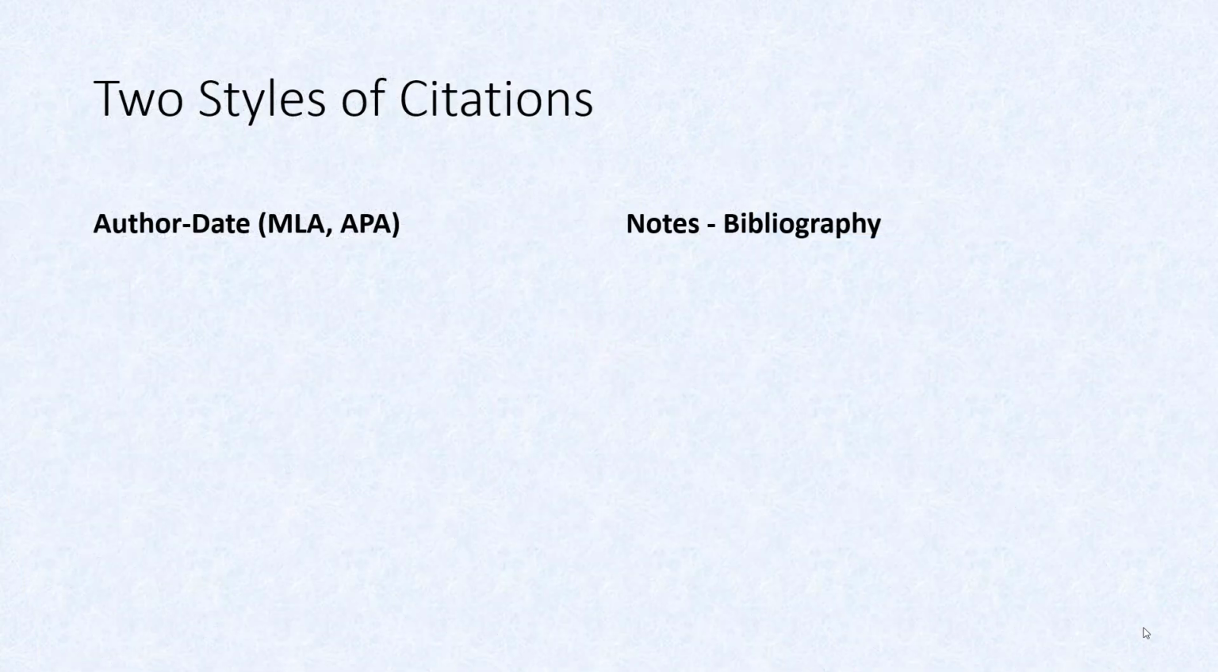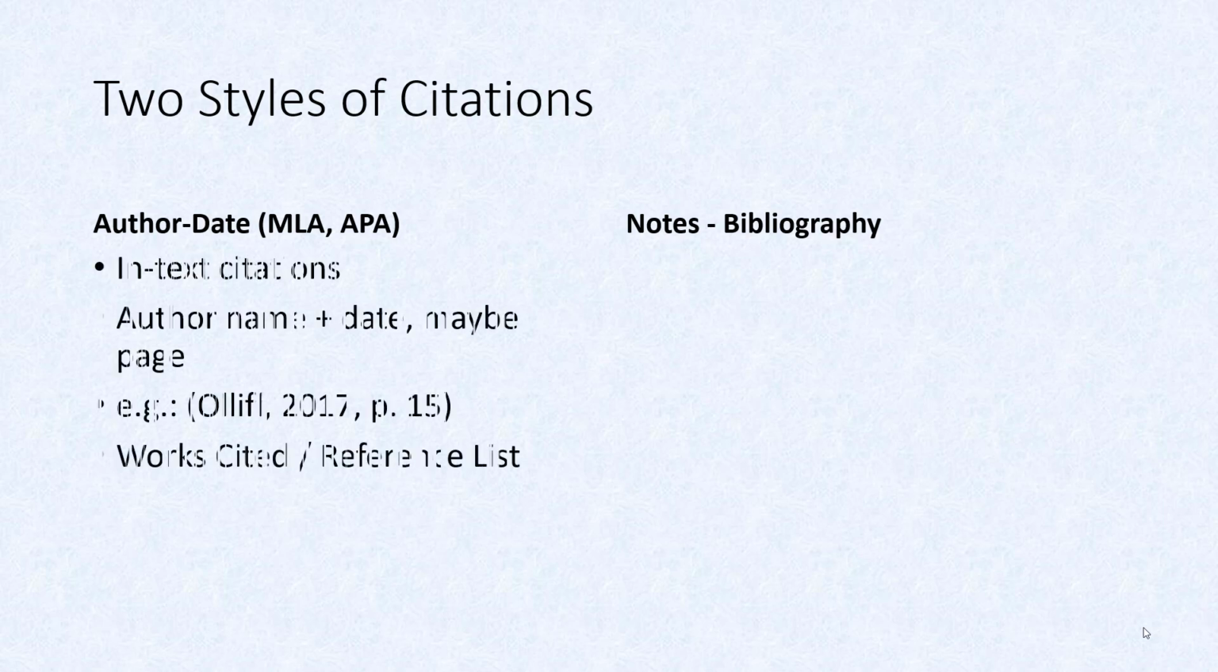You probably know that there are two basic styles of citations: the author date style and the notes bibliographic style. I suspect you've been drilled on the author date style because it dominates in English classes as the MLA style and in social sciences as the APA style. Author date style uses in-text citations composed of the author's last name, the date of the work, and possibly a page number, all enclosed in parentheses.